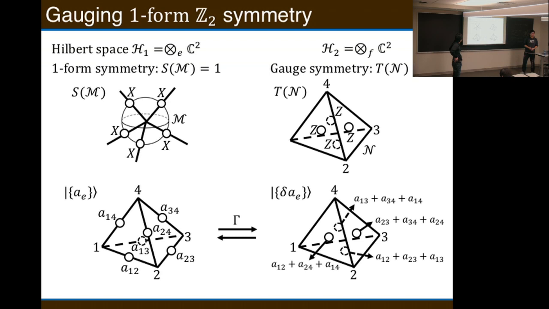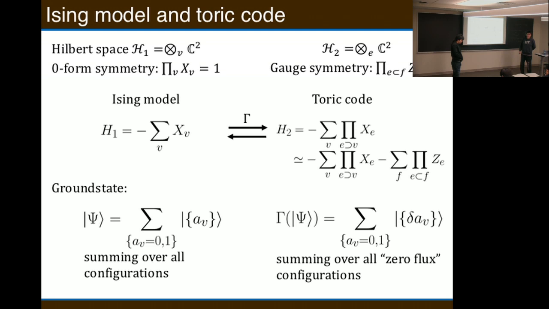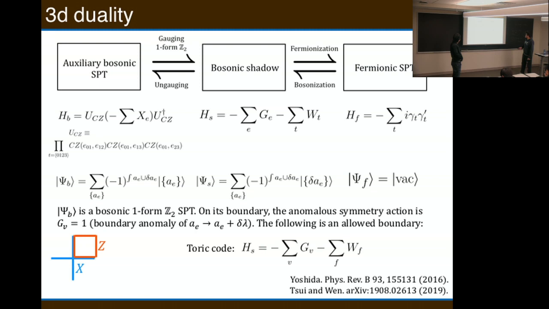In three dimensions, if I start with a trivial fermionic theory, then by this procedure I'll get a Z2 gauge theory. So what are the logical operators in this Z2 gauge theory? The logical operators are basically just the U_E and the W_T. When you get to this bosonic shadow theory, it needs to satisfy a constraint, G_V equal to 1. So the only two invariant operators are the bosonic string U_E and the flux operator W_T. These are the only two logical operators, and they correspond to the moving fermion in the fermionic theory.